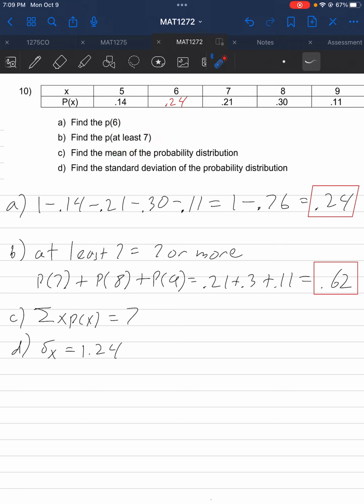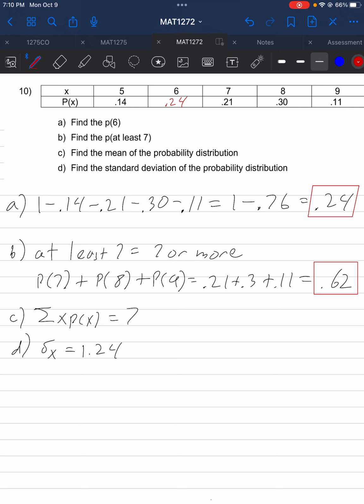Now, what is the probability that a number at least 7 pops up? The words at least 7 indicate 7 or more, anything that's 7 or higher. Since this is an OR statement, that would be the probability of 7 plus the probability of 8 plus the probability of 9. So these three values added up get you 0.62.